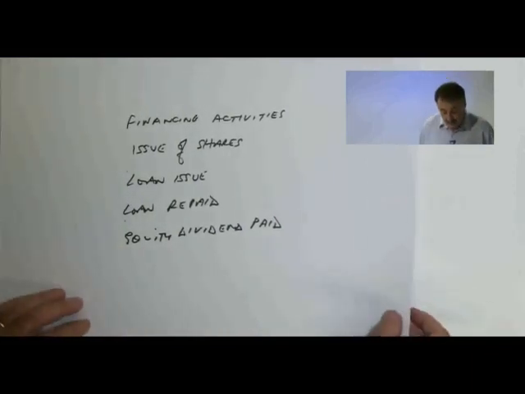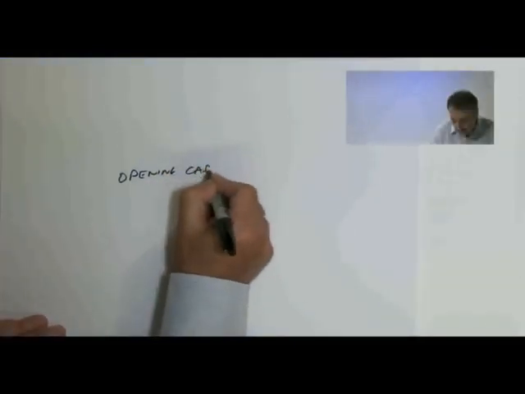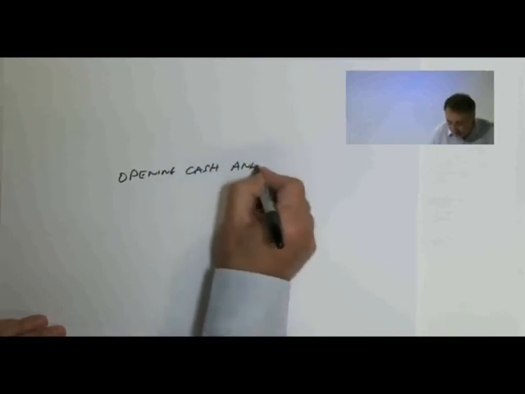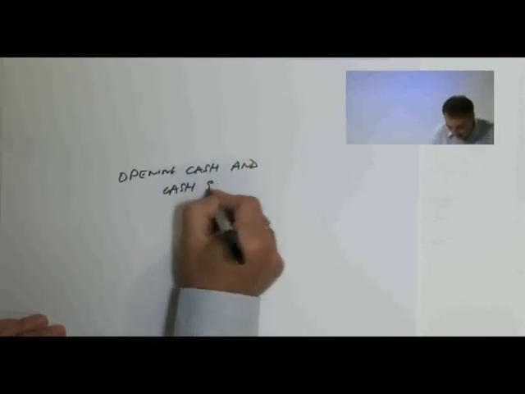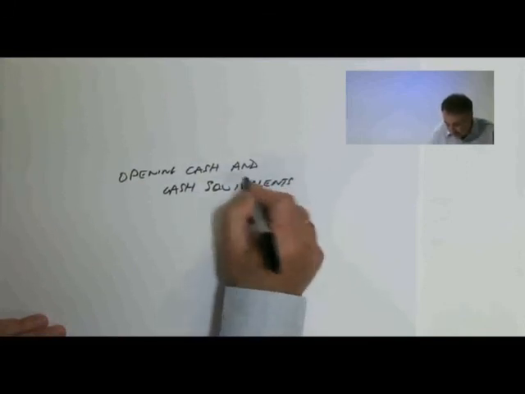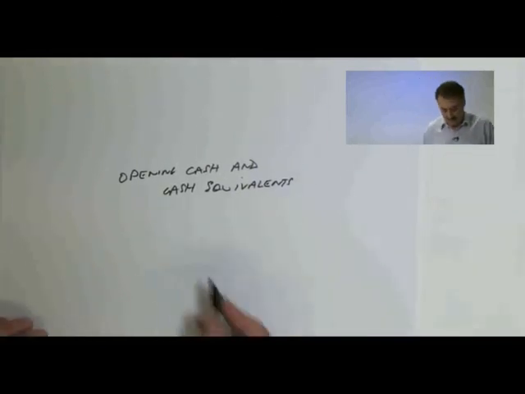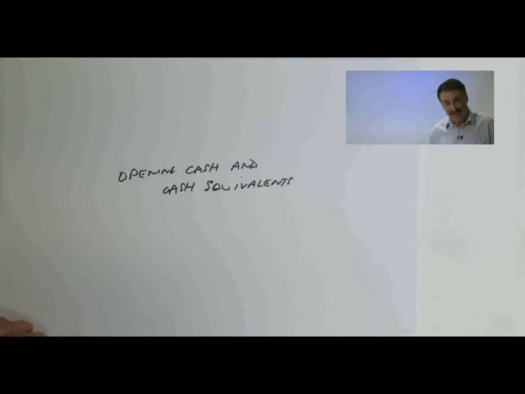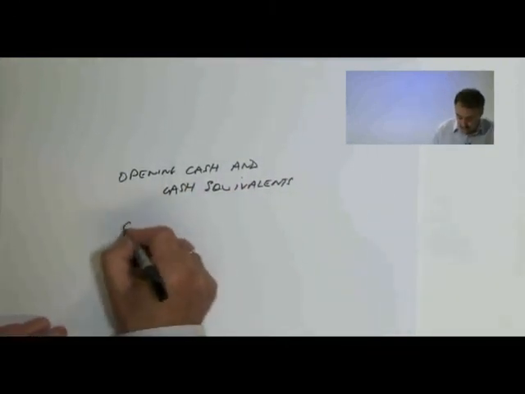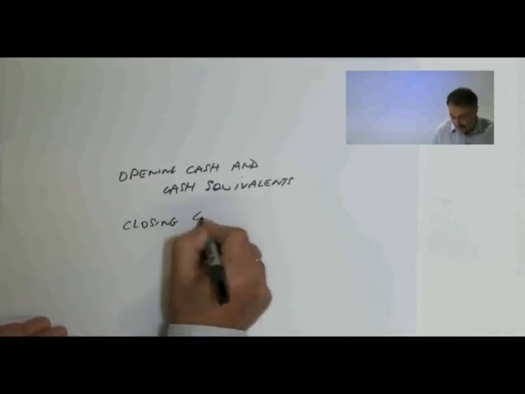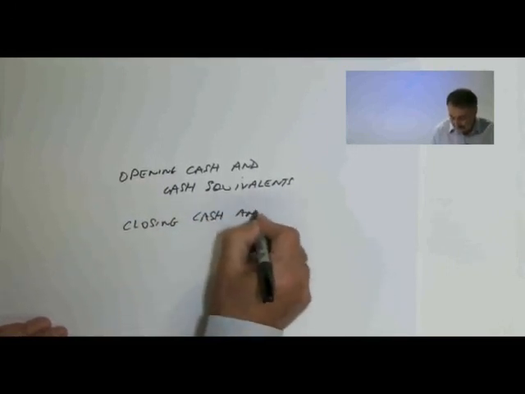The last part of my pro forma will be my opening cash. And I'll introduce the idea of opening cash and what are called cash equivalents. Cash equivalents are highly liquid, short-term investments that are readily convertible into cash without any changes in value. So I have my opening cash and cash equivalents, and I have my closing cash and cash equivalents.